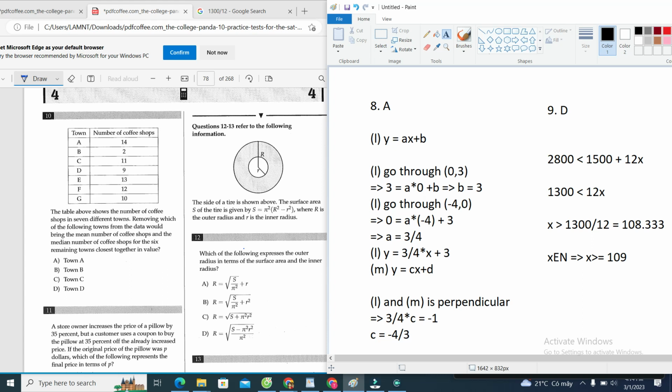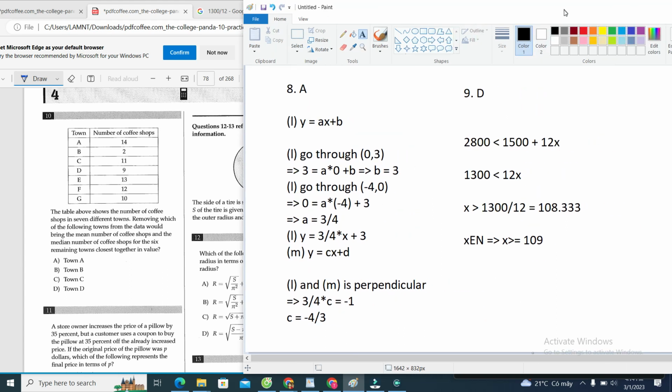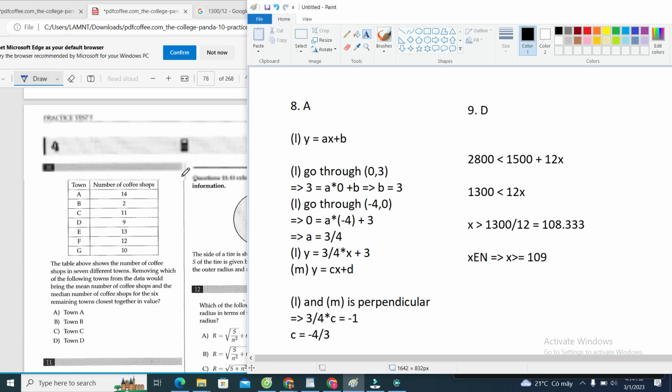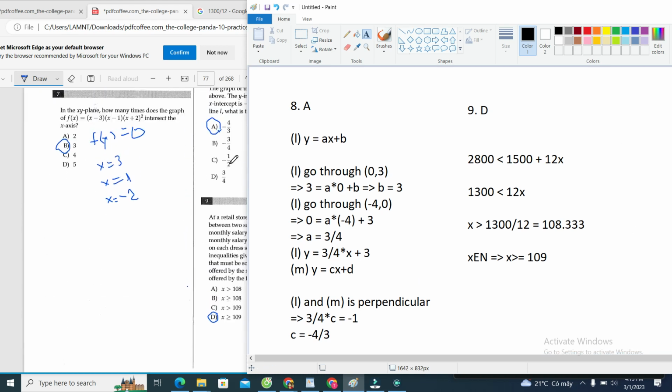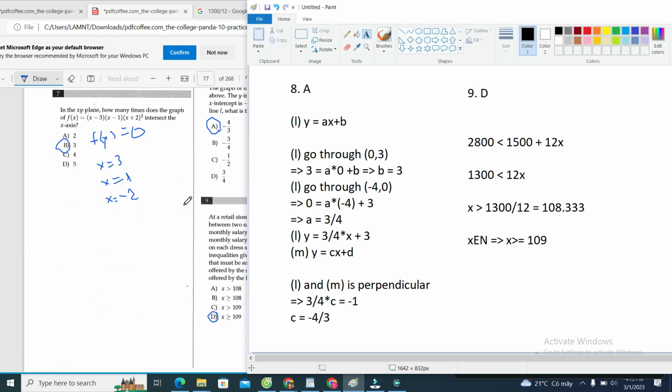Okay, so we're going to think about this one. So number 10. Alright, let's have a blank page for number 10.